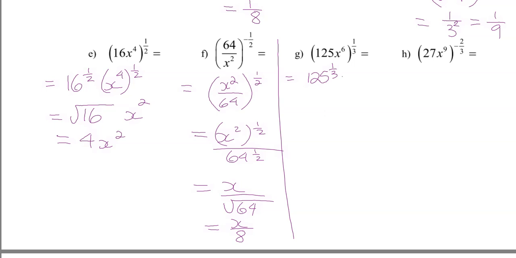A product to a power is the product of the individual powers, so 125 to the 1/3 times x to the 6th to the 1/3. 125 to the 1/3 is the cube root of 125, so make sure there's a 3 in the index to indicate that. x to the 6th to the 1/3: 6 times 1/3 is 2. The cube root of 125 is 5. So we get 5x squared.